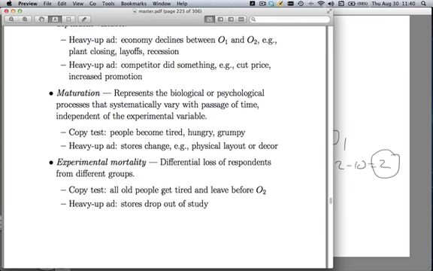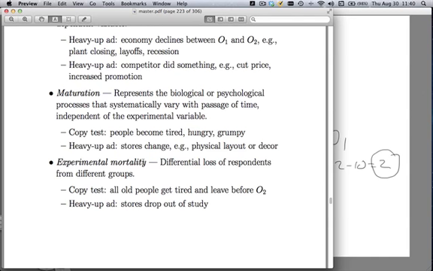Experimental mortality is kind of hard to come up with good examples in marketing, but there are really good examples of this in medical studies. So I'm not going to dwell on this. This isn't a medical research class, but it's probably worth giving you an example. So different experimental mortalities where you have differential loss of respondents between the two groups.